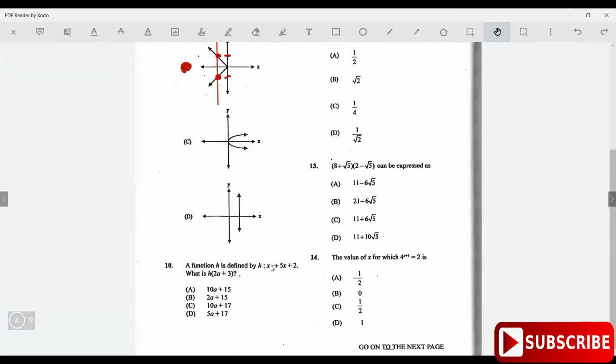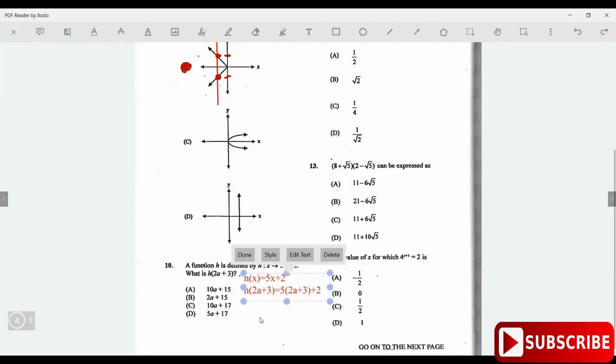Question 10 gives us that h of x is 5x plus 2. It wants us to find h of 2a plus 3. So h of 2a plus 3 is going to be equal to 5 times x, which is now 2a plus 3, and then we add 2 to it. By the way, this is h of 2a plus 3.